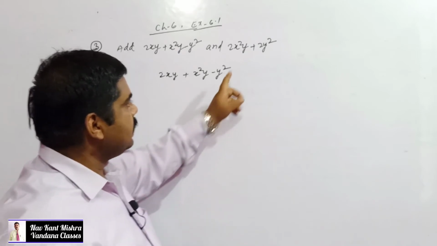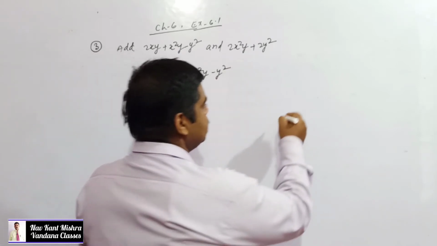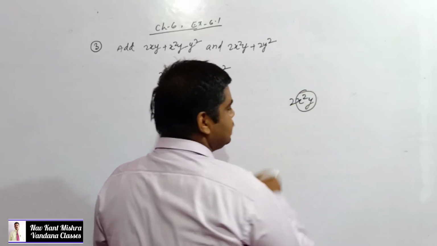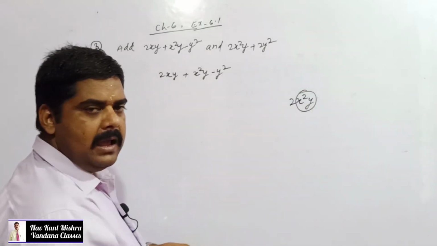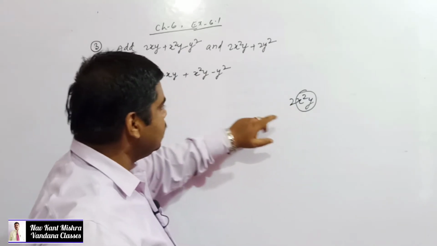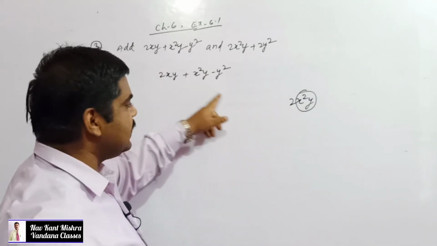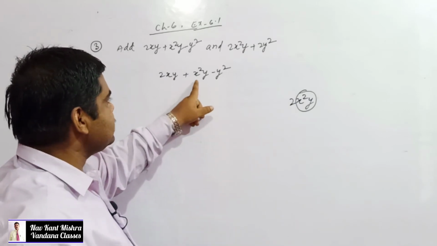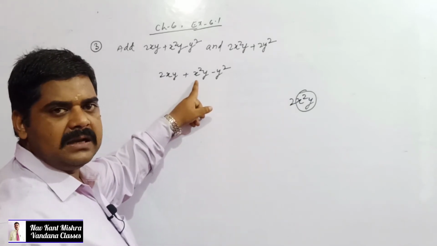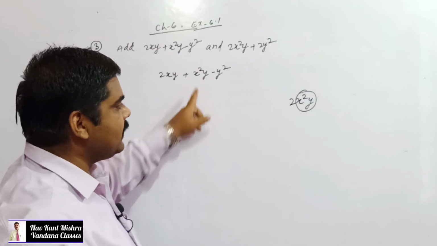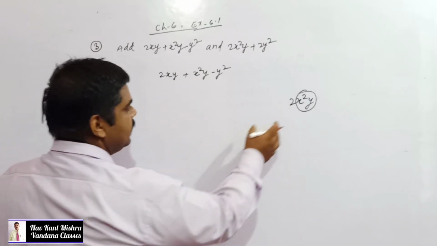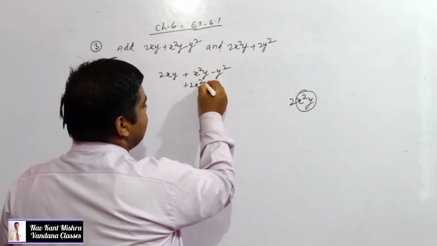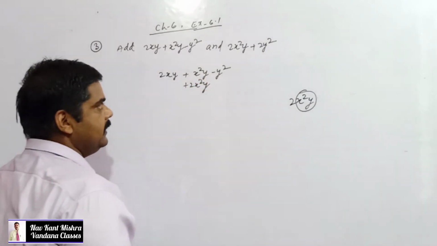For example, here you can see that the second expression contains the literal coefficient x squared y, and you can check in which expression it is x squared y. You can check that the middle term contains x squared y. This is why plus 2x squared y you have to write in the middle of it.